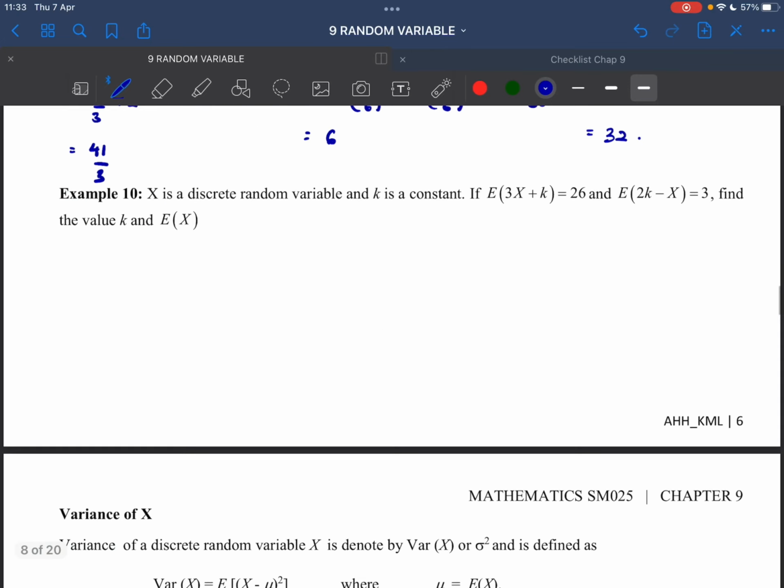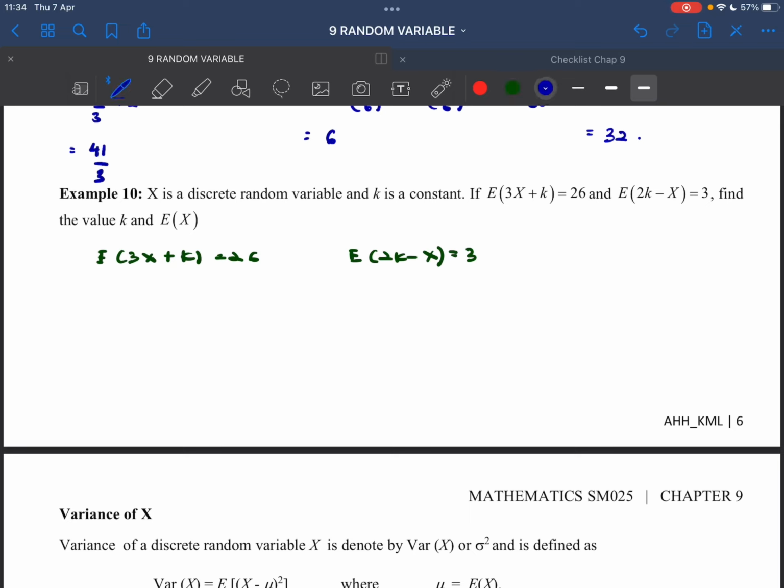Here, example 10. X is a discrete random variable and k is a constant. If E(3X plus k) equals 26, that is the first equation, and then we have E(2k minus X) equals 3. The question asks us to find k and E(X), which are two unknowns. So you know that with two unknowns, you have to do simultaneous equations.